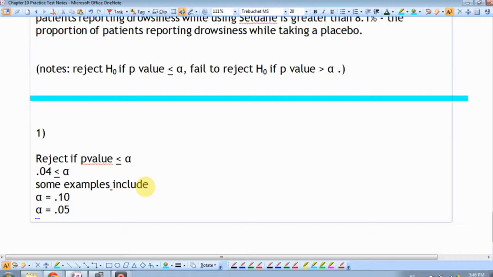To reject, the p-value is less than alpha, yeah. If our p-value is 0.04, that means anytime we get alpha greater than or equal to 0.04, we're going to get a rejection. Okay?